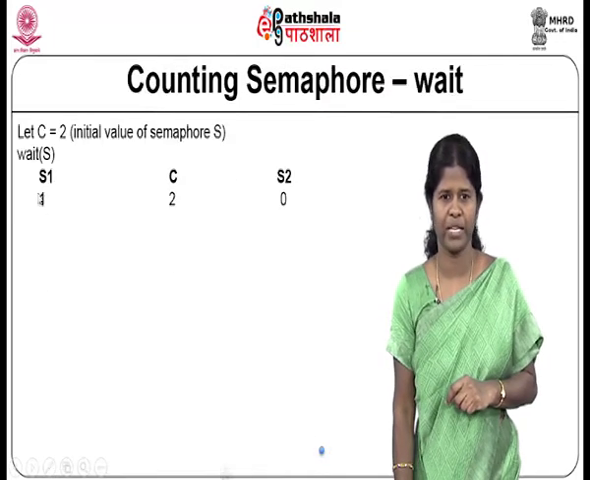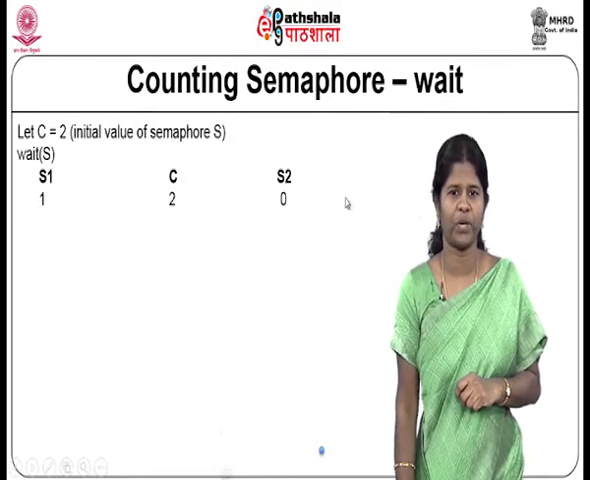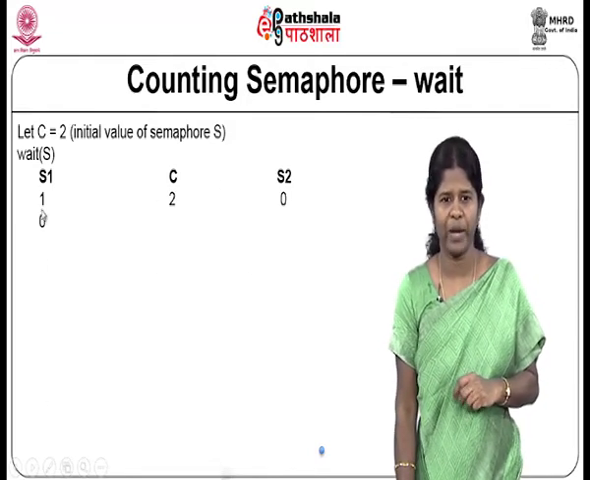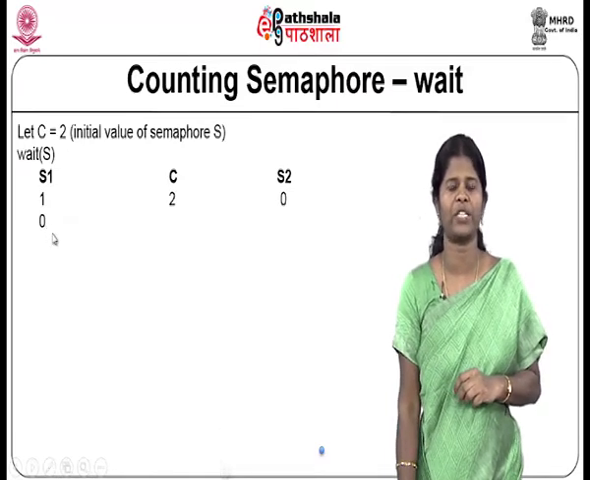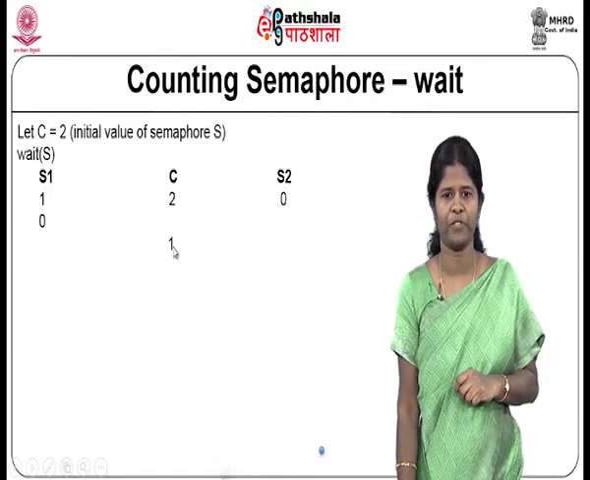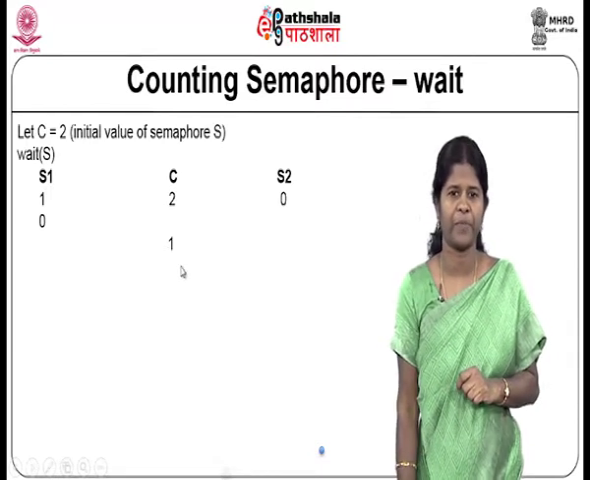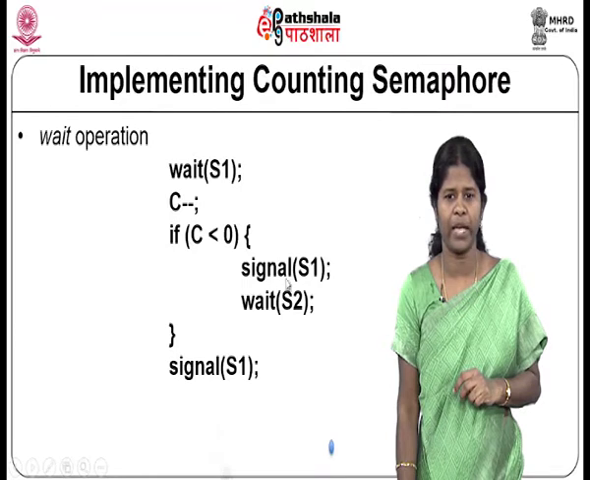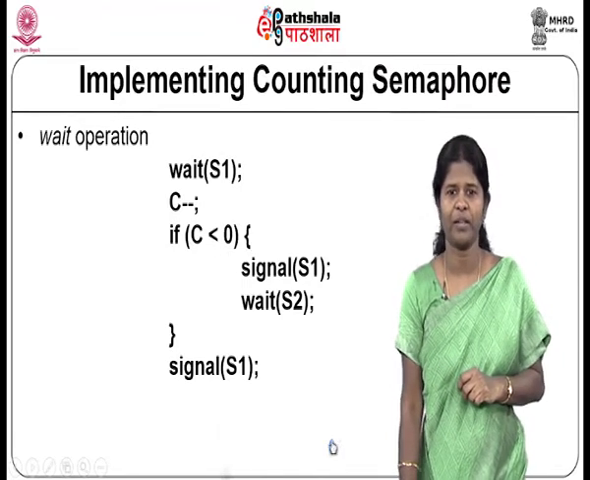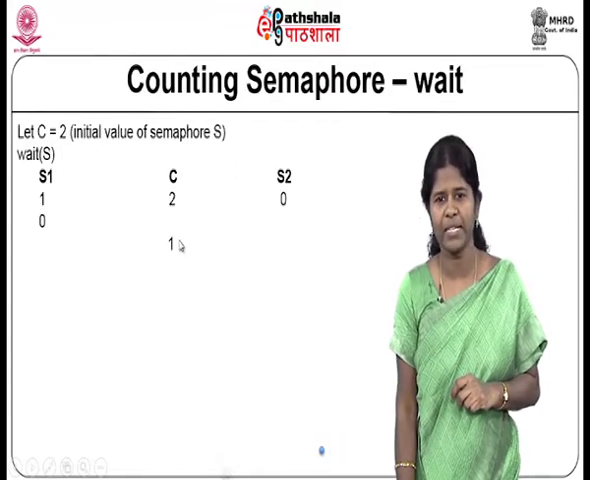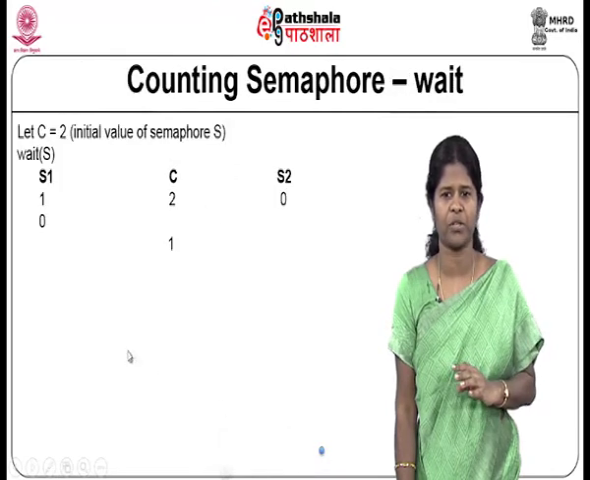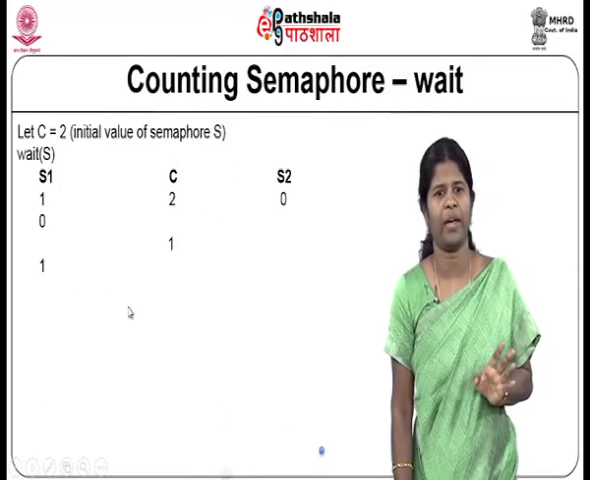So you have S1, initial value of S1 is 1 and S2 is 0, initial value of C is 2. When wait of S1 is executed, the value of S1 becomes 0, and then you try and decrement the value of C. C becomes 1, and then look at the algo, you check if the value of C is less than 0. Here the value of C is not less than 0. So what you can do is just signal S1 and come out.